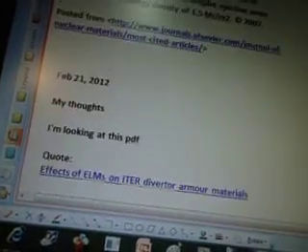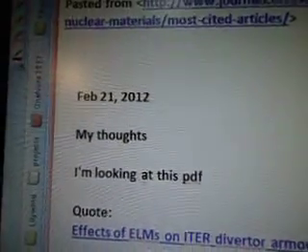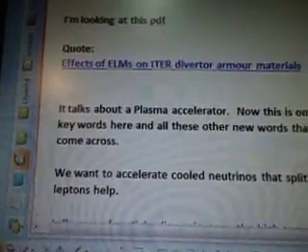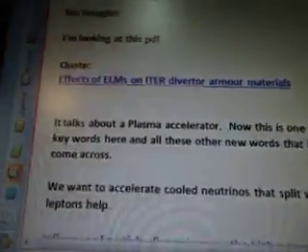www.journals.elsevier.com. I only read all the stuff on the PDF files because these guys did some testing. They're showing you their theories, and all this stuff is coming up with the signals, so it's going to be used one way or the other. February 21st, 2012, my thoughts. I'm looking at this PDF, quote, effects of ELMs on ITER divertor armor materials.